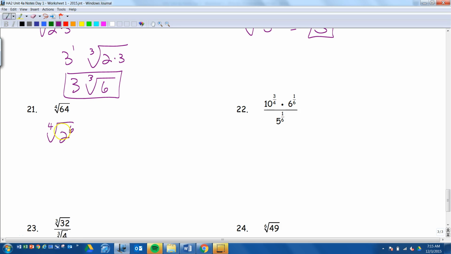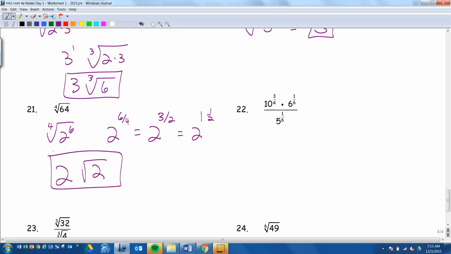Okay, so if you like to work with it like this, that's fine. You could also rewrite this as 2 to the 6/4. I'm going to simplify that to 2 to the 3/2, which is the same thing as saying I have 2 to the 1 and a 1/2. Alright, the 2 to the 1 comes out, and I have a square root of 2 left, because that's 1/2. 2 to the 1/2 is the square root of 2.